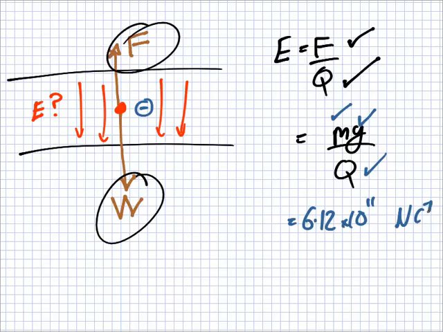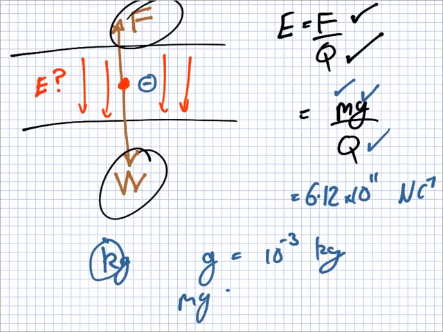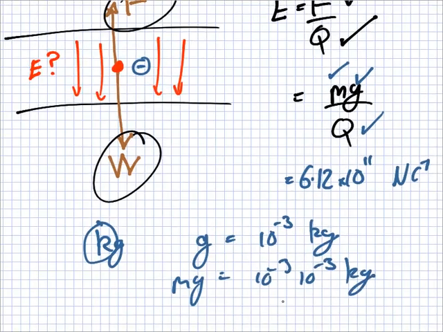Okay, never say you're 100% sure of anything. What's wrong? Milli is 10 to the minus 3. But the problem is the unit we should be using is kilogram. A gram is actually 10 to the minus 3 kilograms. So a milligram is 10 to the minus 6 kilograms.